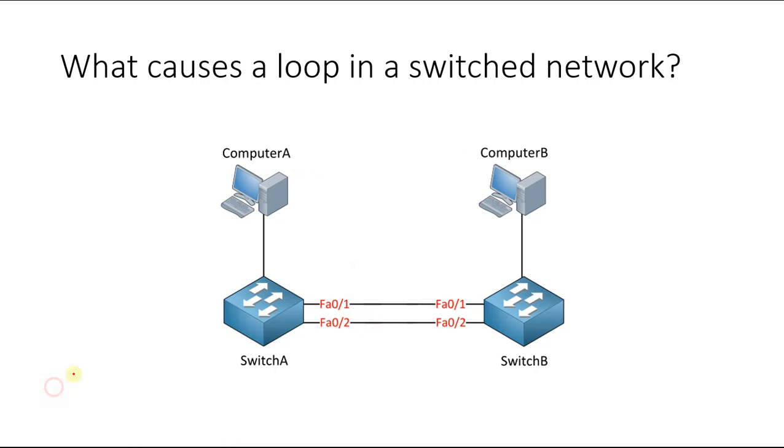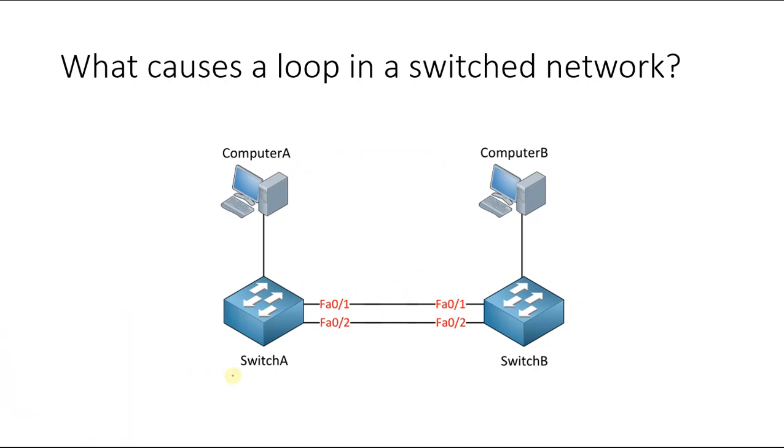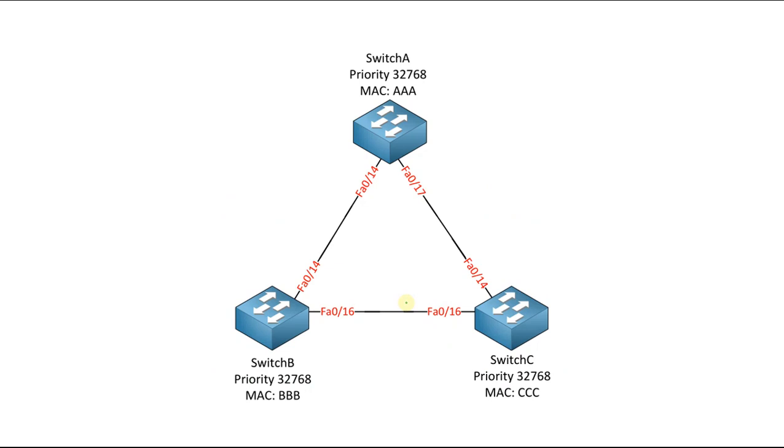So how do we fix this issue? We must implement the spanning tree protocol in switch A and switch B, so the looping doesn't occur anymore between these interfaces, because one of these interfaces will be blocking instead. This one will be blocking. So why do we need the spanning tree?